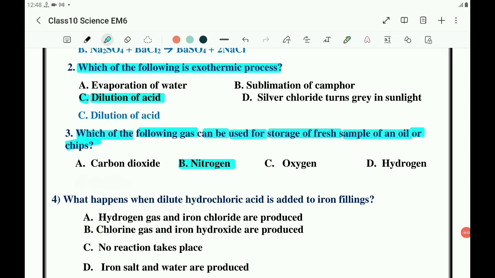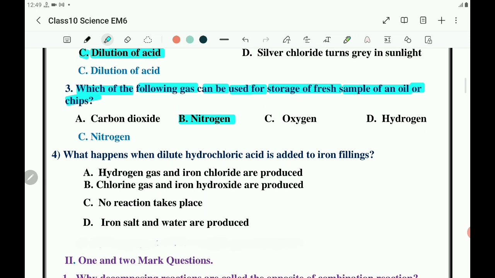Nitrogen provides an inert atmosphere and prevents the oxidation of the oil or chips. In this way, the oil or chips remains fresh. Nitrogen prevents the contact of air and oil. So nitrogen is used for the storage of fresh sample of an oil or chips. So the answer is here nitrogen.